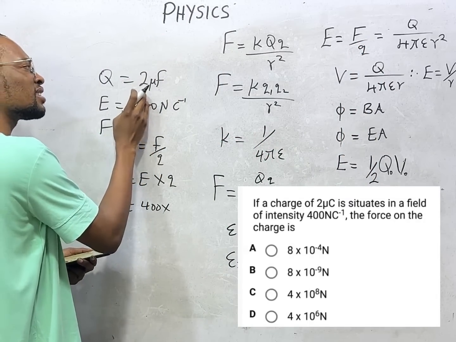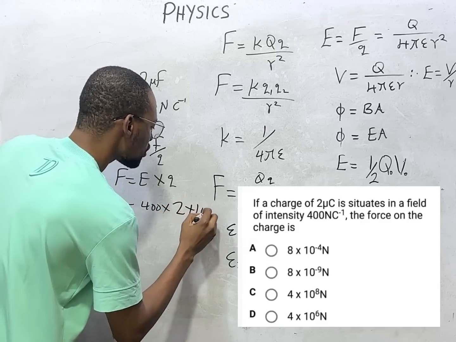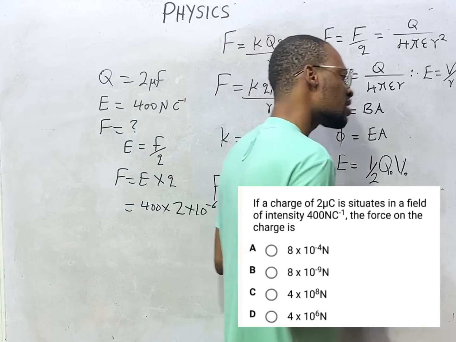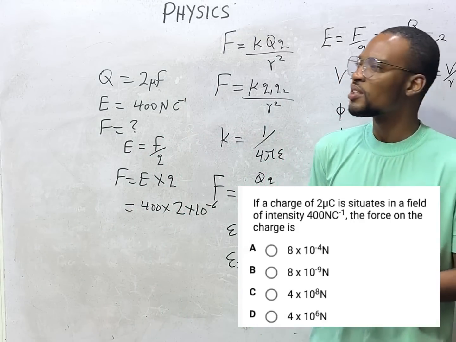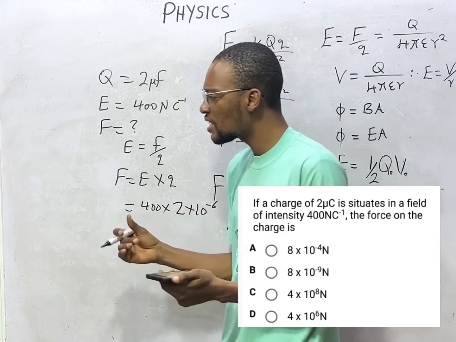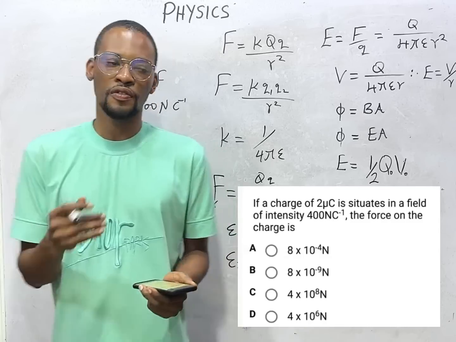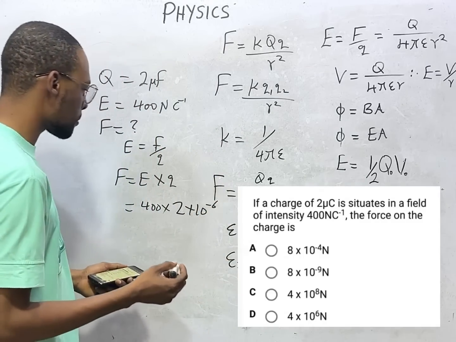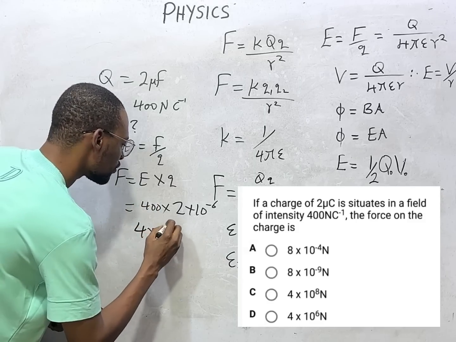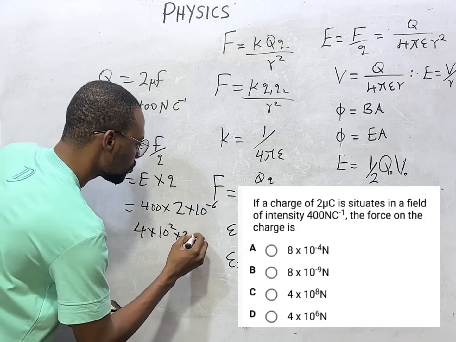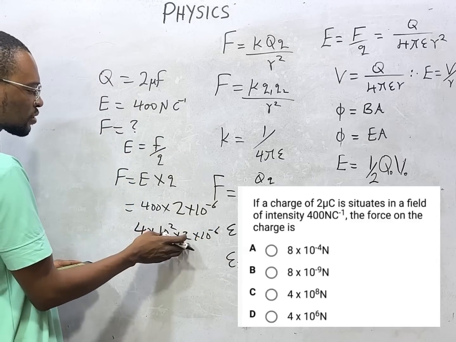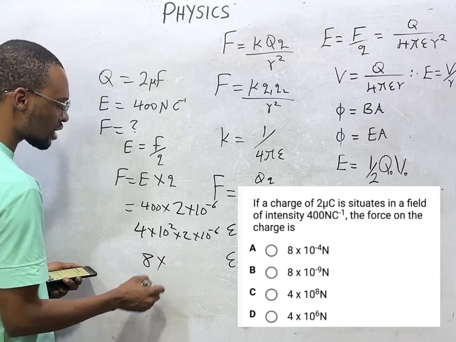2 micro is the same thing as 2 times 10 to the power of minus 6. Micro is times 10 to the power of minus 6. Nano is times 10 to the power of minus 9. Pico is times 10 raised to the power of minus 12. So from here, 400 is the same thing as 4 times 10 to the power of 2, times 2 times 10 to the power of minus 6. 4 times 2 is 8.